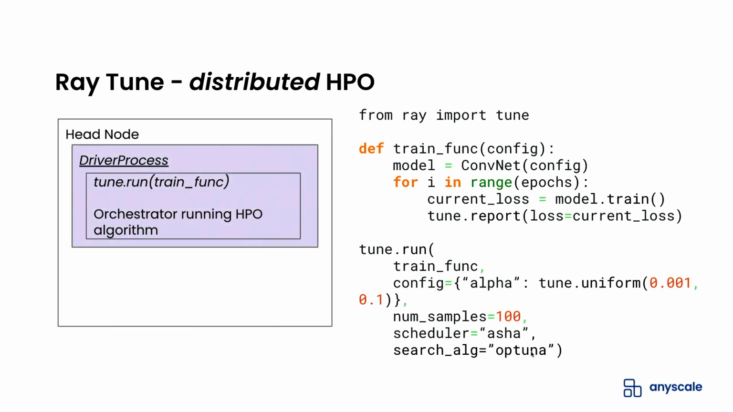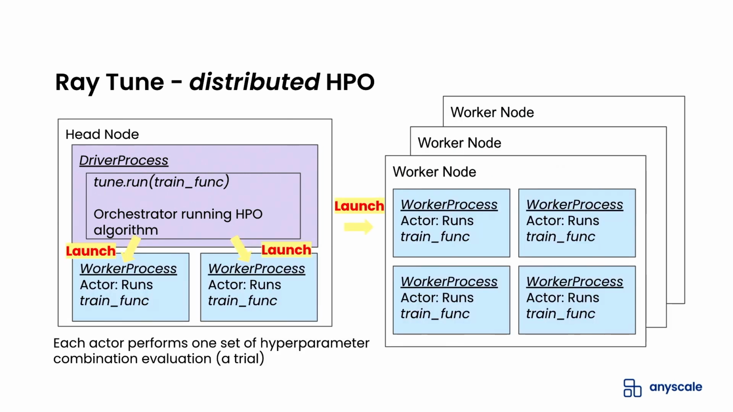So how does this map into the architecture? Let's say we have a head node, and it runs a driver process that orchestrates the tune run. The orchestrator also has the HPO algorithm running. Based on the result from the HPO algorithm, as well as the available resources in the cluster, the orchestrator may decide how many trials to launch.